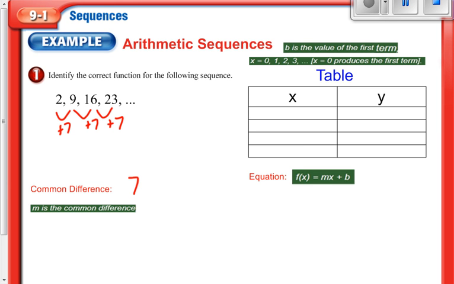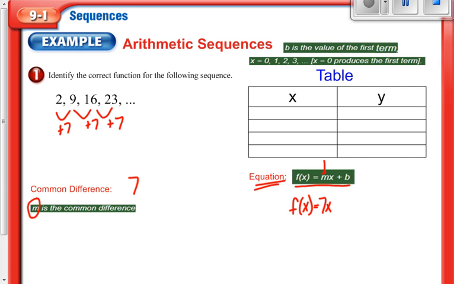Now, in chapter 4, we talked about slope. Slope is basically the rate of change, how much something increases or decreases. And obviously, in this case, it's increasing by 7. Given the equation, and this is the arithmetic equation, also known as slope-intercept form, f of x equals mx plus b. M, that you just found, is your common difference. So I'm going to go ahead and plug this so far into my formula. M, the common difference is 7, and it is next to x.